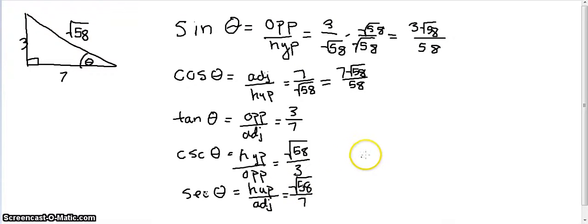And then finally we want to find the cotangent, which is going to be the inverse of tangent, so we'll flip it where it's adjacent over opposite, so it's going to be 7 over 3. And there's our 6 trigonometric functions.